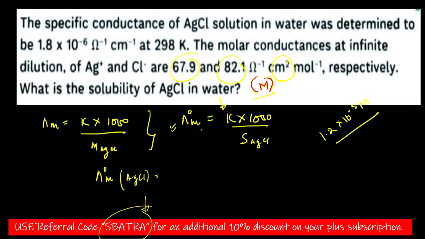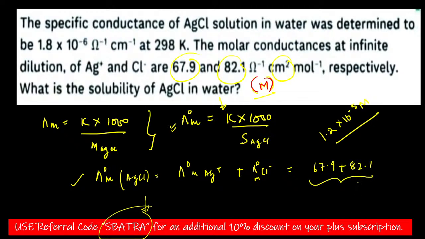Great, so let's solve this question. Now we have lambda molar of AgCl. So how can we solve this question? Lambda molar of Ag plus, plus lambda molar of Cl minus ions. This is the equation, so we just need to add these two values: 67.9 plus 82.1. This is nothing but 150. The value is 150 Siemens centimeter square mole inverse. This is your lambda molar of AgCl.